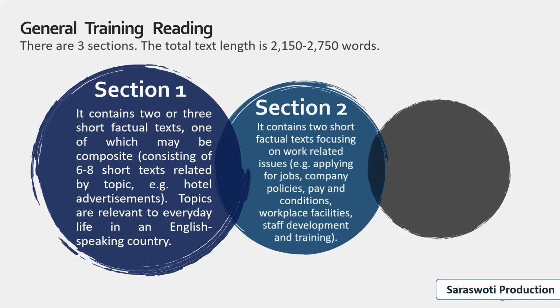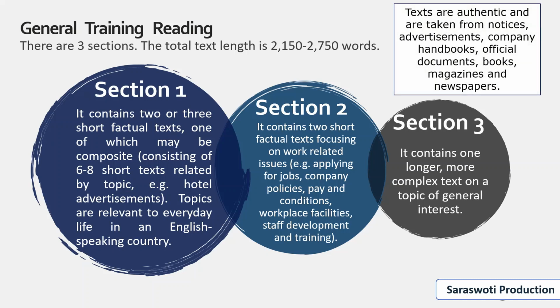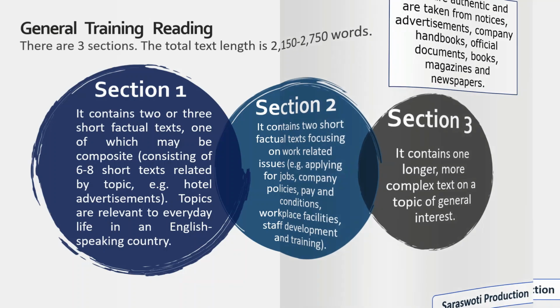Section 2 contains 2 short factual texts focusing on work-related issues. Example, applying for jobs, company policies, pay and conditions, workplace facilities, staff development, and training. Section 3 contains 1 longer, more complex text on a topic of general interest. The texts are authentic and are taken from notices, advertisements, company handbooks, official documents, books, magazines, and newspapers.